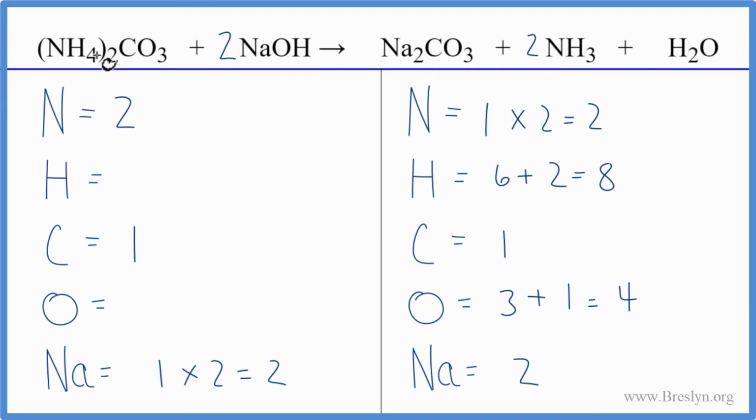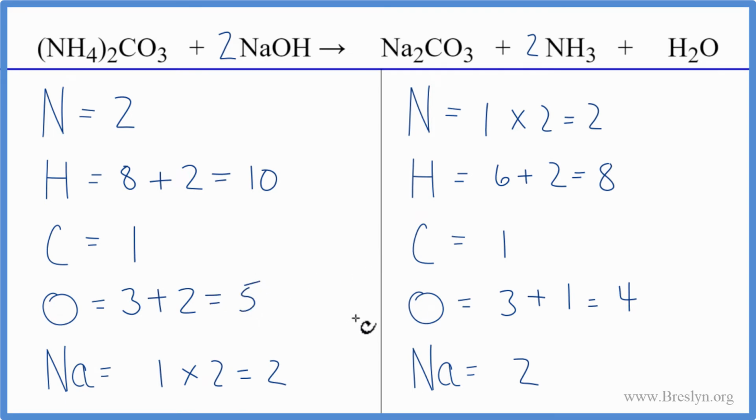For the hydrogens, we have the 2 times 4. We have the 8, plus now we have 1 times the 2, 2 of those. So we have 10 hydrogen atoms. For the oxygen, we have the 3, plus we have the 1 times the 2, 2 there. So we have 5 oxygen atoms.